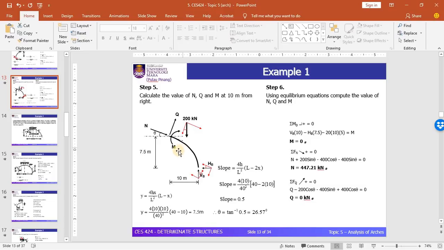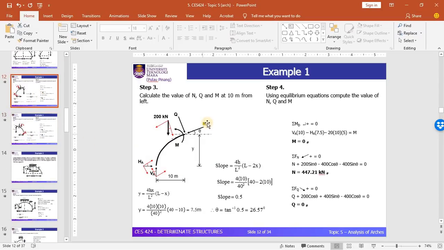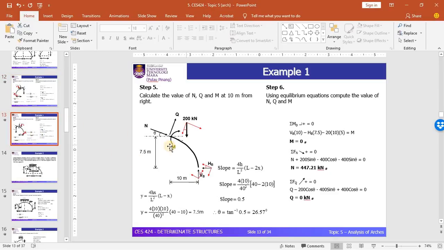You need to bear in mind that the directions of Q and N are opposite from the previous point. At the left hand side, Q is in this direction, downwards. Meanwhile, at the right hand side, Q must be changed to upwards, and N also must be towards the cut section.